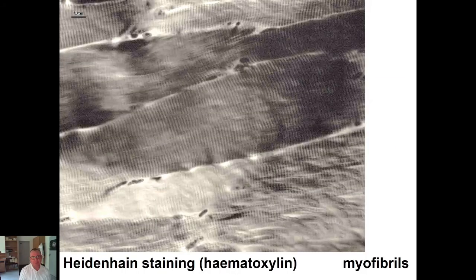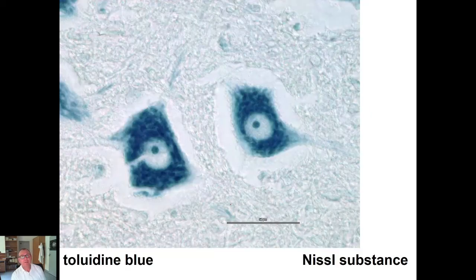Some pictures. Heidenhain staining is typical cytologic staining because it stains myofibrils or mitochondria. It's used mostly for muscle tissue, and it can show very nice striation of muscle if it is striated, like cardiac or skeletal muscle. It is a photograph from our specimen.